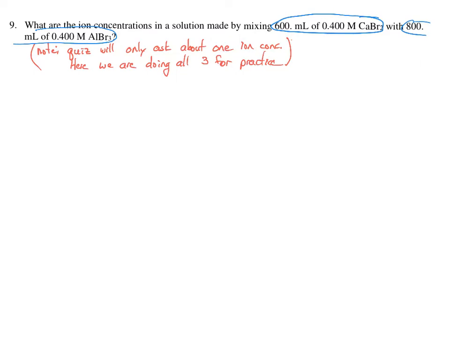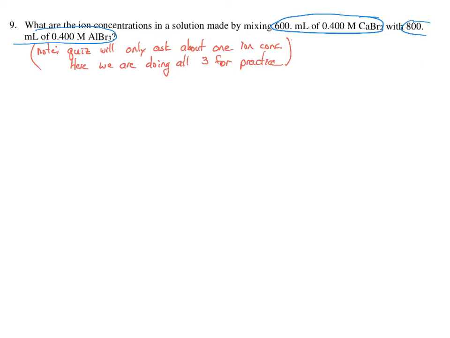Before we work through all of this, I wanted to make a point of mentioning that on the quiz, we would only ask you about one ion concentration. And this type of example would probably be bromide ion. But for practice, we're going to go through all three.